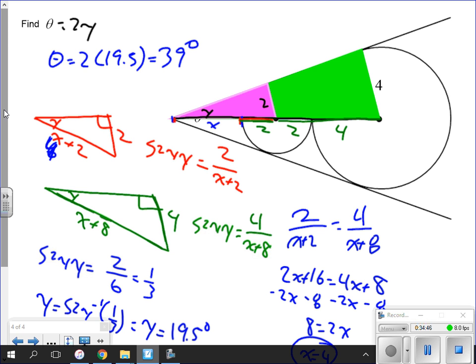Yes. Sine of y equals that, sine of y equals that. They're equal to each other. These two things are both equal to the sine of y, so they're equal to each other. And then cross multiply to solve.